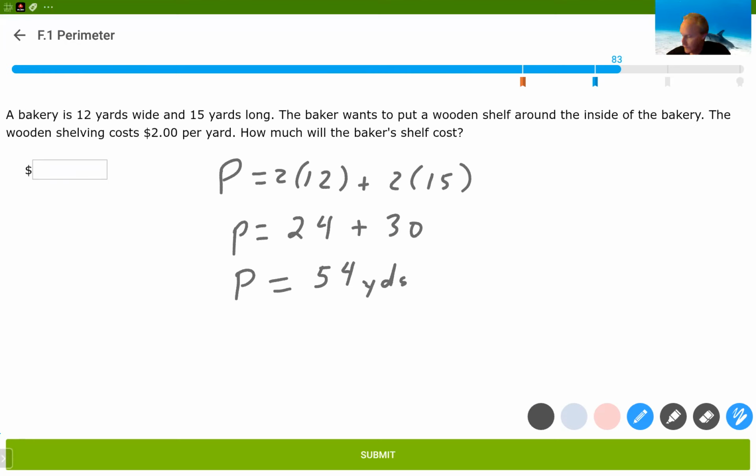It's going around the shelves inside the bakery. Thing is, you want to keep in mind that in general, you're not going to include the door in the shelves, but we're going to go ahead and go with their problem here. They said that it's $2 per yard, so we're going to multiply times $2 per 1 yard, and what you'll notice is that the yards cancel out and you get $108.